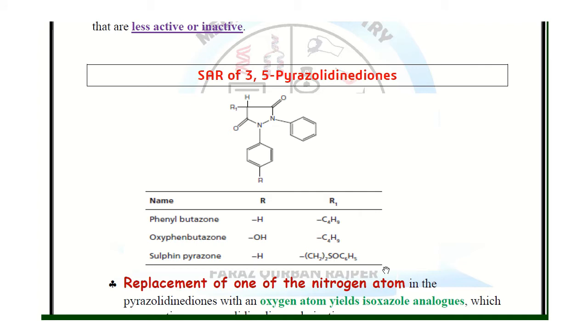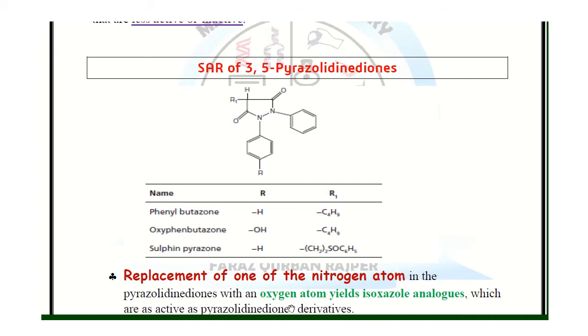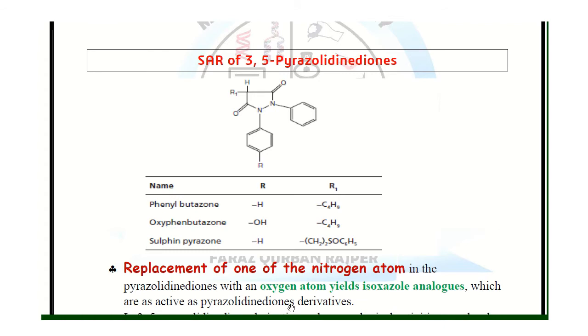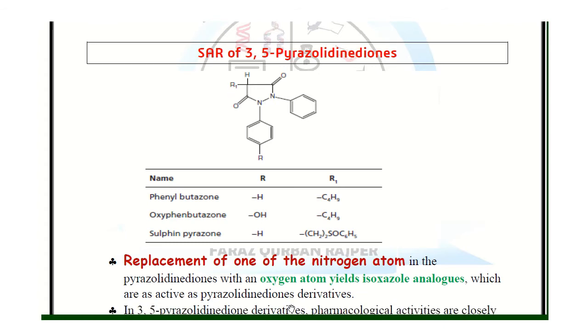So now let's discuss the SAR of the 3,5-pyrazolidinedione. If we substitute one of the nitrogen atoms, which nitrogen? This one. If we substitute it with oxygen, that will again form an isosteric derivative, that is the isoxazolidinedione analog. So these isoxazole analogs are also as active as the pyrazolidine derivatives.